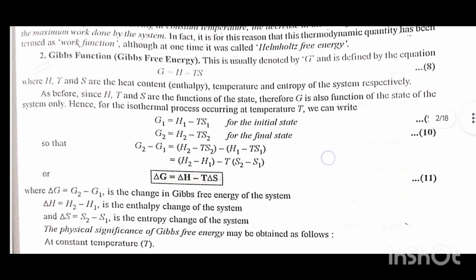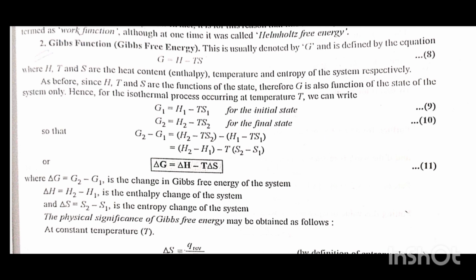Number 2, Gibbs function, that is, Gibbs free energy. This is usually denoted by G and is defined by the equation G = H - TS, where H, T and S are the heat content, enthalpy, temperature and entropy of the system respectively. As before, since H, T and S are functions of the state, therefore G is a function of the state of the system only. Hence, for the isothermal process occurring at temperature T, we can write G1 = H1 - TS1 for the initial state, G2 = H2 - TS2 for the final state.